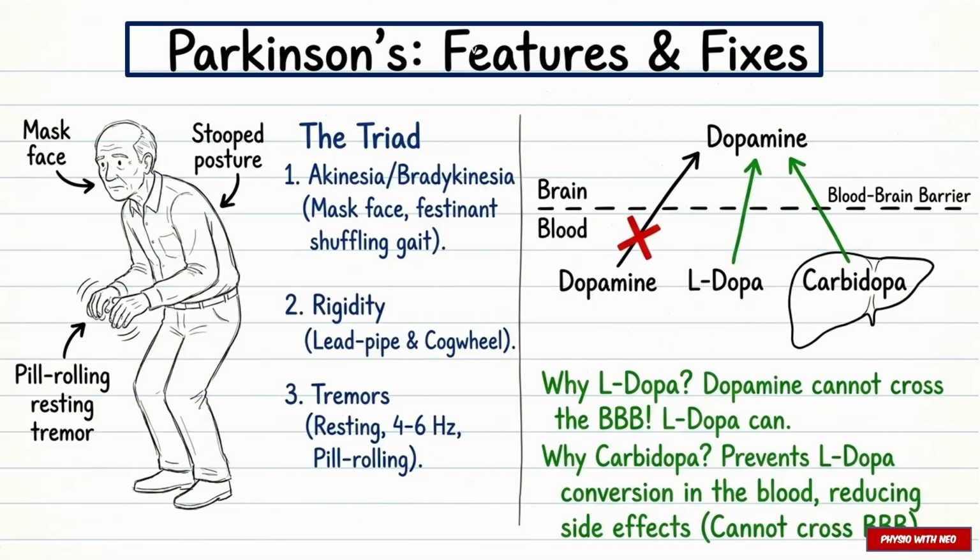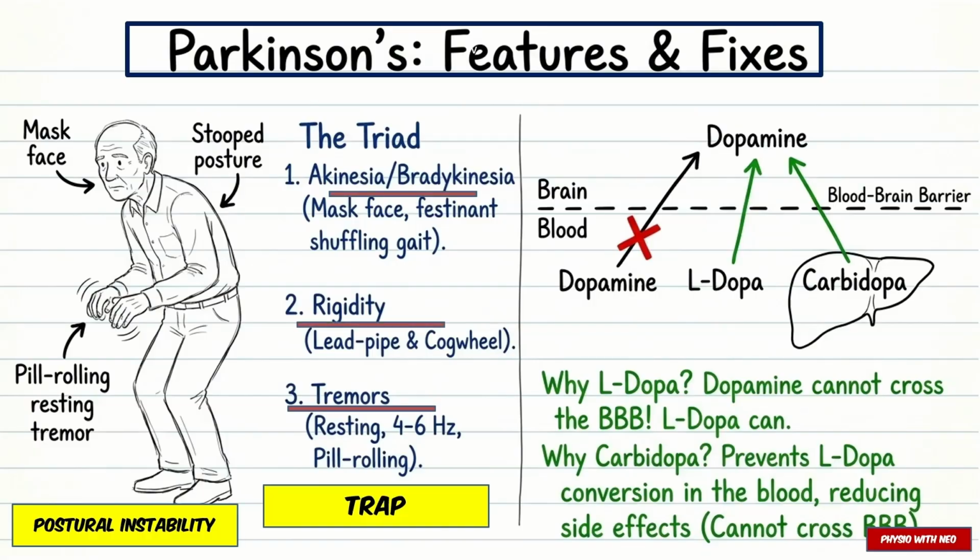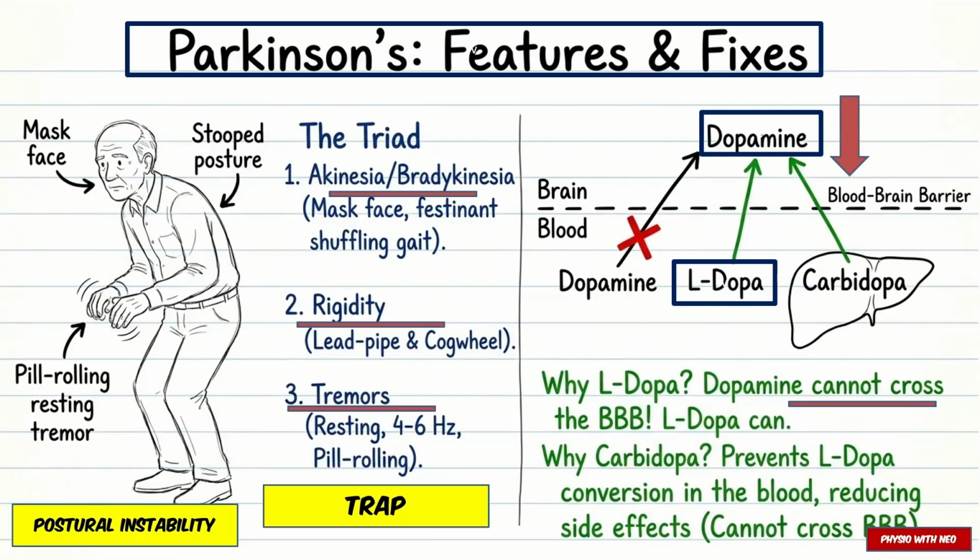Parkinsonism features and treatment. Remember the four cardinal features, that is TRAP: tremor, rigidity, akinesia or bradykinesia, and postural instability. Remember, the basic cause is a decrease in dopamine. So here we give L-DOPA and not dopamine, because dopamine cannot cross the blood-brain barrier whereas L-DOPA can. But along with this, we also give carbidopa. Why? Because carbidopa prevents L-DOPA conversion in the blood, reducing the side effects. So remember, the basic defect is decreased dopamine, but dopamine cannot cross the blood-brain barrier whereas levodopa can cross.